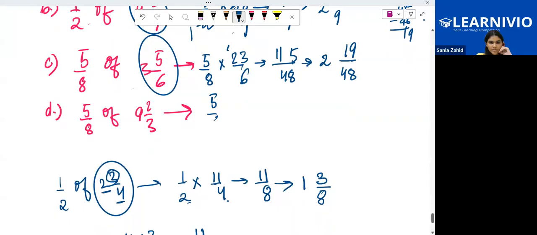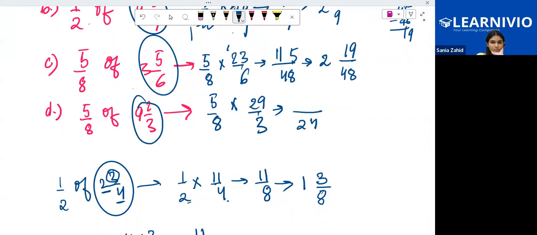Then next you have 5 by 8 multiplied by what is the mixed fraction improper for this? 145 by 29. 4. 29 by 3. Okay. Then can you convert it into simple? No, it can't be further simplified. So just multiply. 145 by 24. Yes, ma'am. Not 22, 24. And then you can convert it.